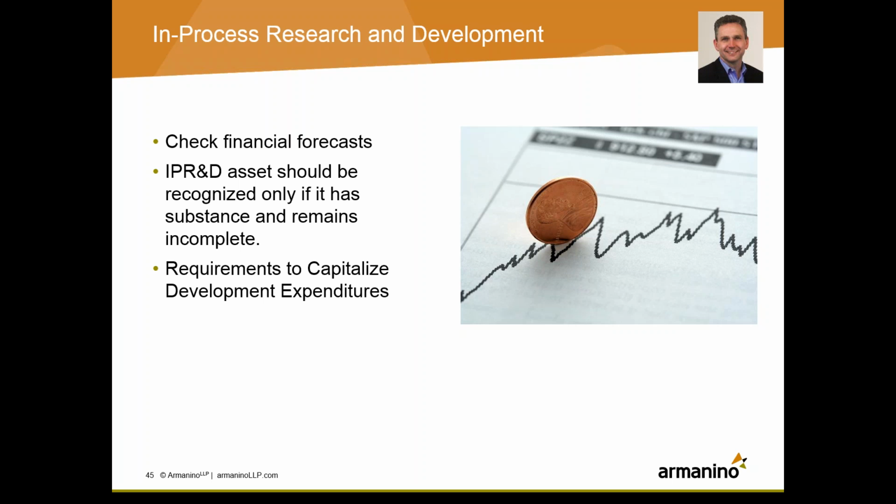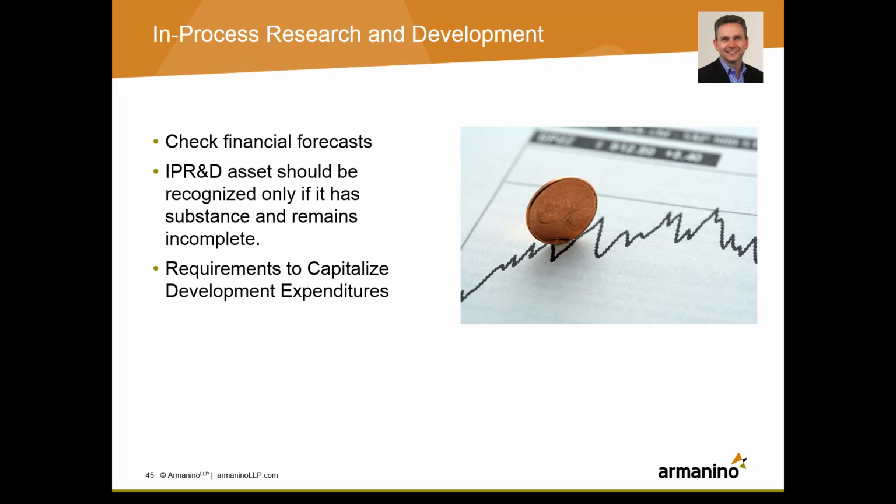So there needs to be a technical feasibility of completing that asset, that technology, and there needs to be an intention to complete the technology. But a technology is nothing without the ability to use it or to sell it. So that's also a requirement. So there needs to be a probable future economic benefit. And of course, there need to be adequate technical, financial, and other resources to really complete the development.